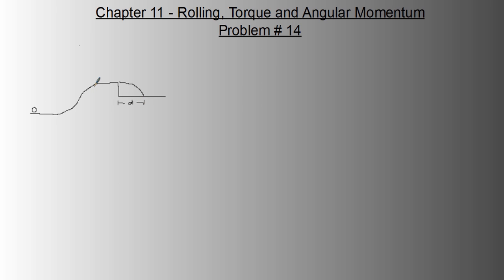The height from here to here they call h1, and this height here they call h2. And we need to find the initial speed down here, v initial.